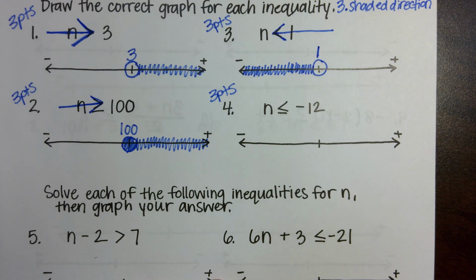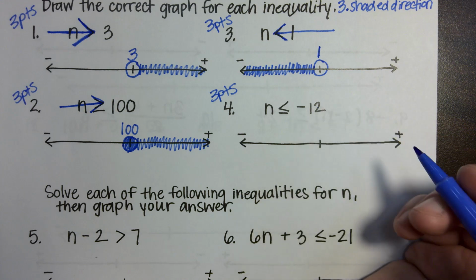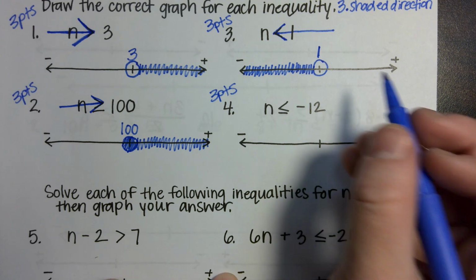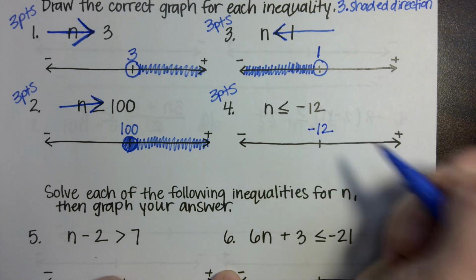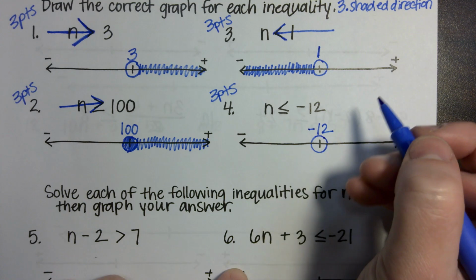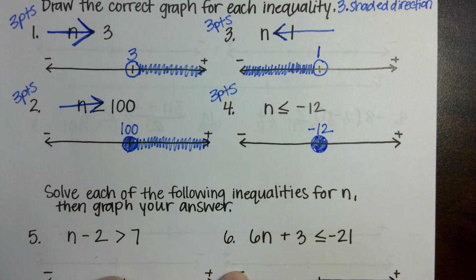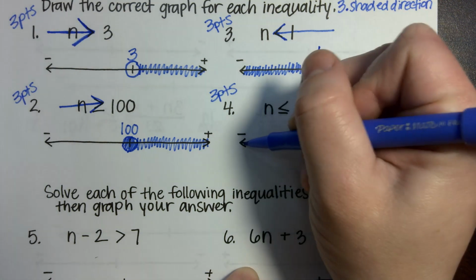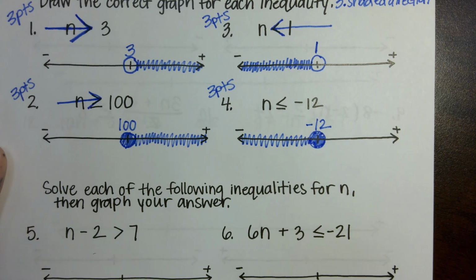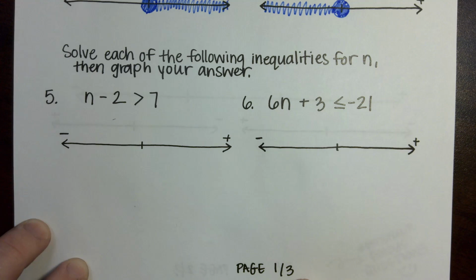All right, let's look at number 4. N is less than or equal to negative 12. What do I do first? Yep, let's label our tick mark negative 12. Now what? Circle and shade or open? Shade. Good. And then what direction do we go? To the left. Perfect. Okay, how do we feel about those, guys? We feel okay? Good. Let's look at the next section.